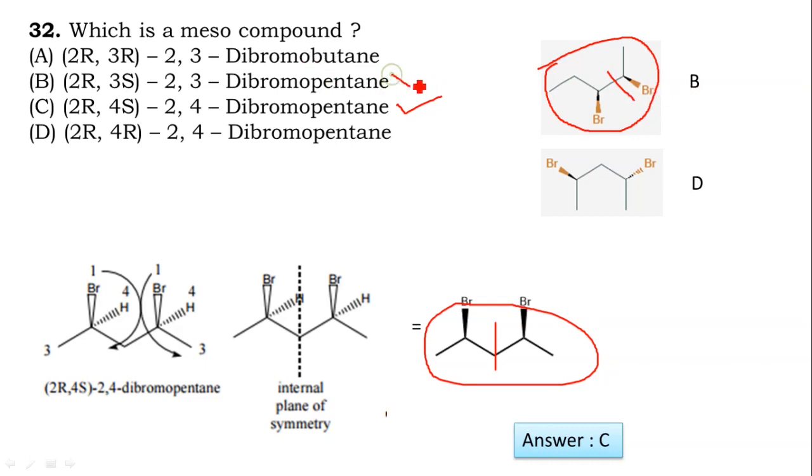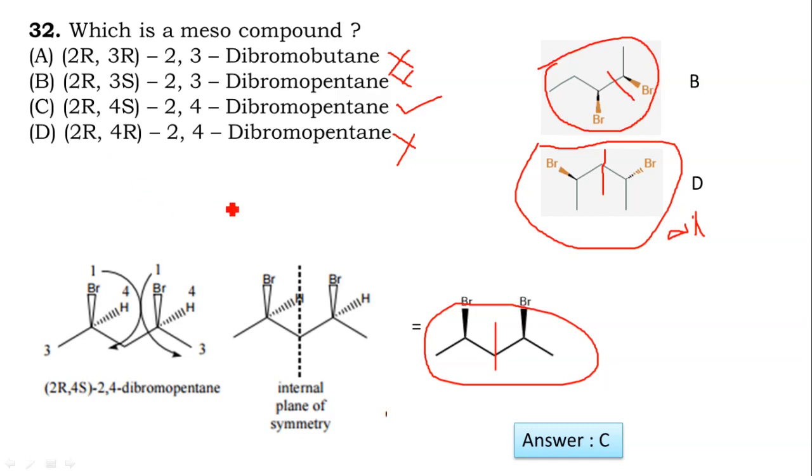You take option D. Option D is 2,4-dibromopentane, and this also does not give a meso compound, but it will give a DL compound. It gives a DL mixture. Hence, option D was also ruled out. Option A was ruled out because it is a butane. Hence, option C is correct.